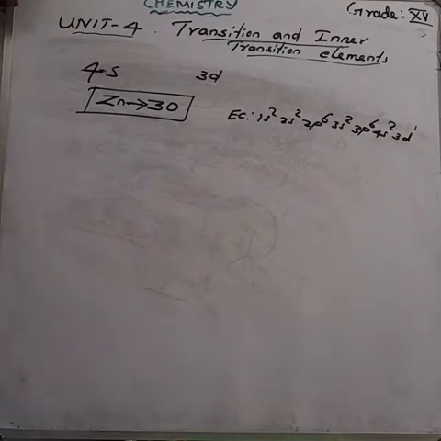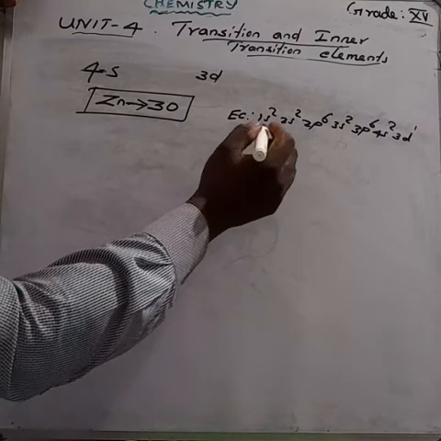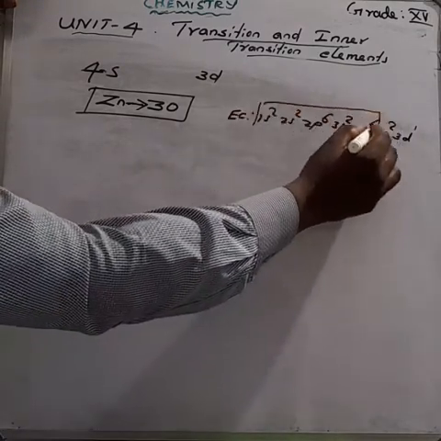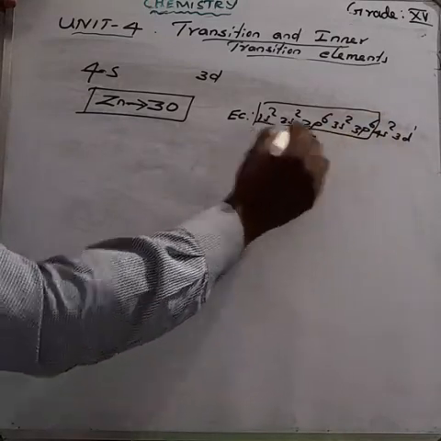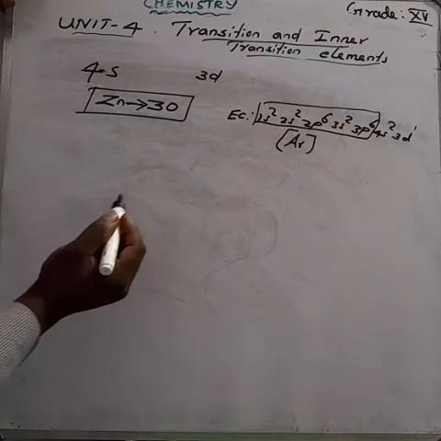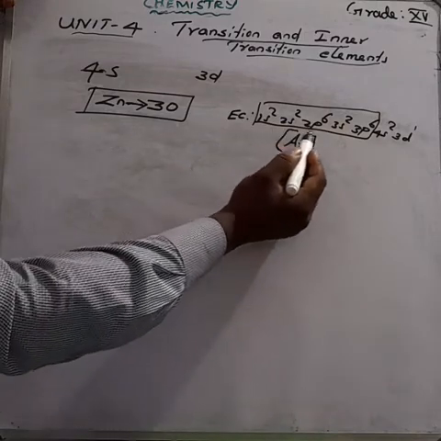Here we are writing the short form. How will you write the short form here? Argon. We are using argon. Why are we using argon? Because the atomic number of argon is 18. So we are taking argon here like that.